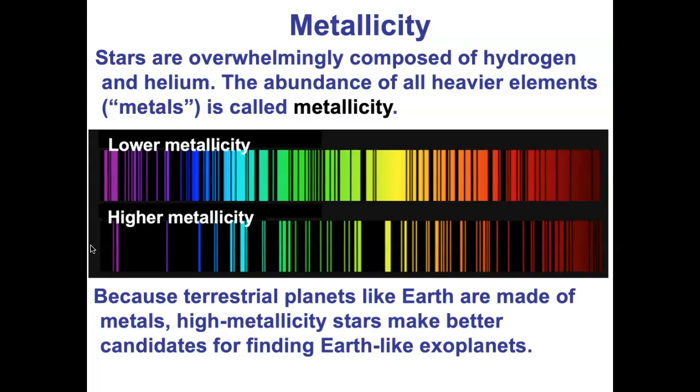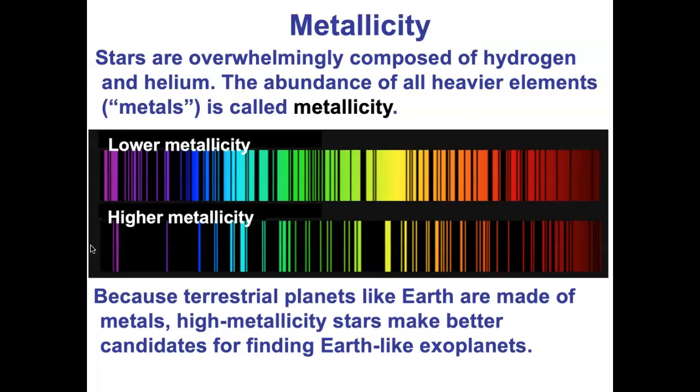Why do we do that? Why do we look at the different metallicities of stars? Well, for lots of reasons. One of those reasons is that when you start looking for planets around other stars out there in the galaxy, what are planets made of? Well, planets like Earth are made of heavy stuff, right? Earth is made of iron and nickel and silicon and oxygen, all of which are called metals, as far as an astronomer is concerned.